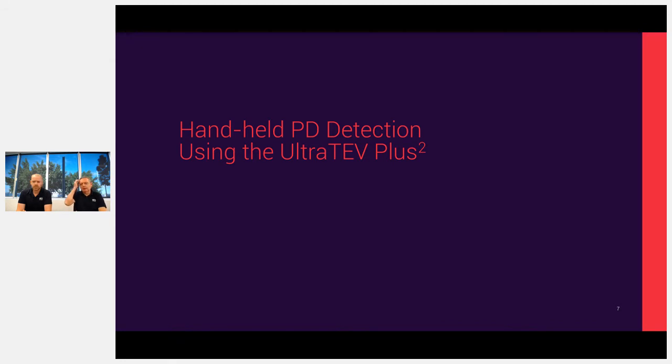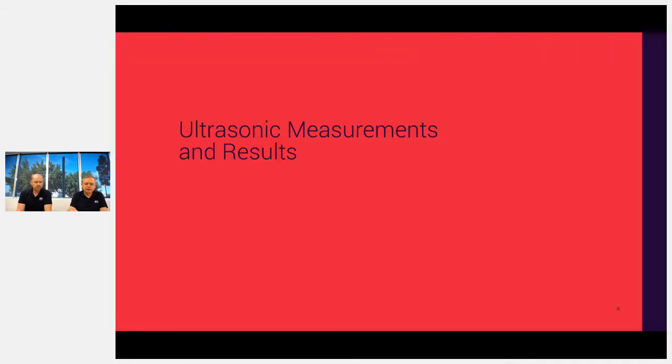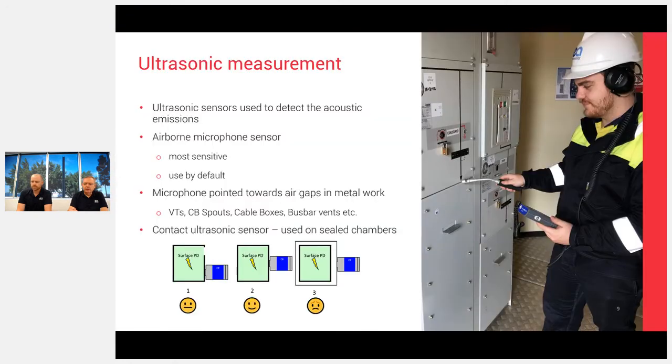So let's look at handheld PD detection using the UltraTEV Plus2. And I'll concentrate now just on the ultrasonic measurements. When we're carrying out ultrasonic testing, we're trying to detect something that's happening on the surface of that insulation, the sort of sound that we can eventually hear when things degrade to the level that you can audibly hear discharge inside the switchgear and in your substation.